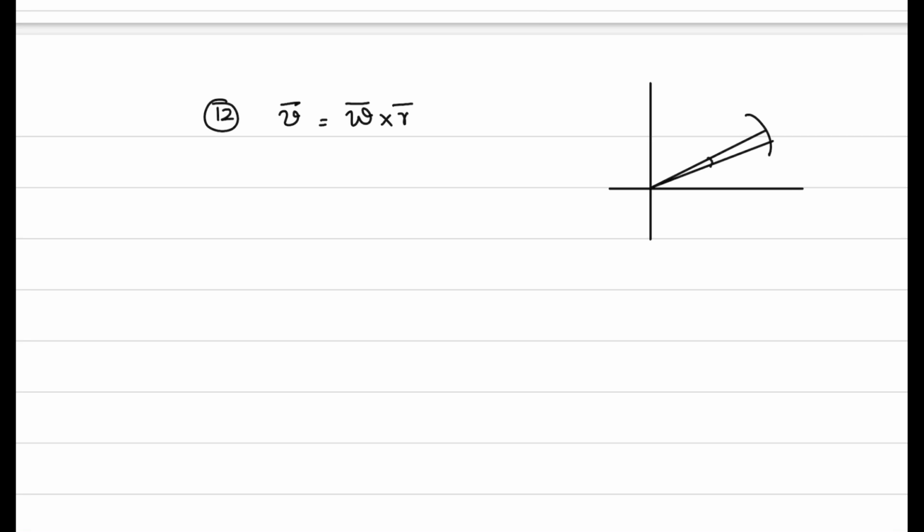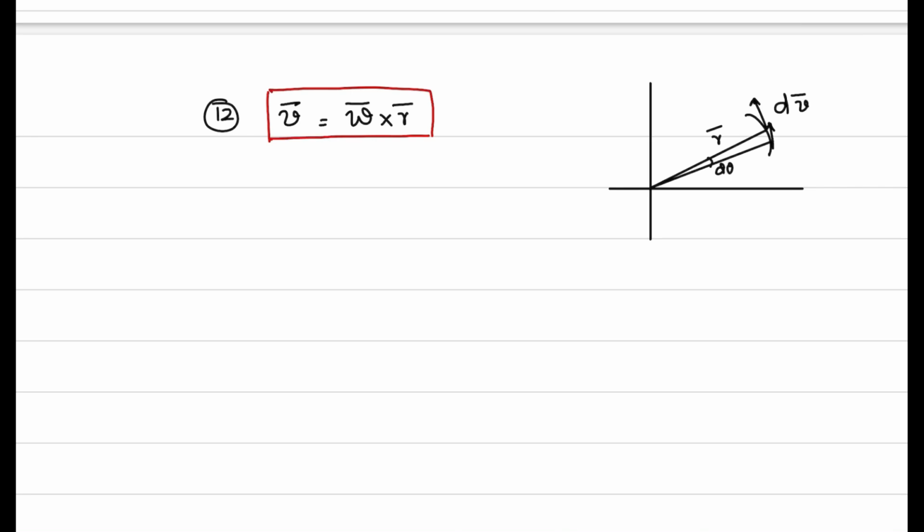If it is d theta, and here it is dv, and here it is r, then V is equal to omega r. Omega is the angular velocity, r is the radial distance or radial displacement, and velocity is equal to omega into r.